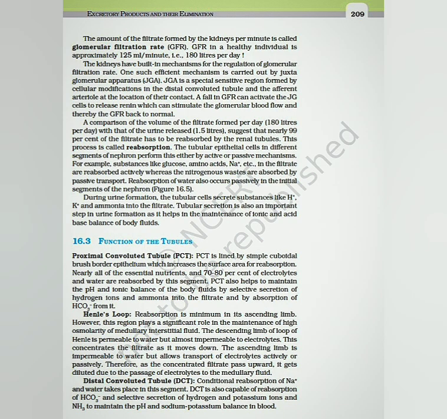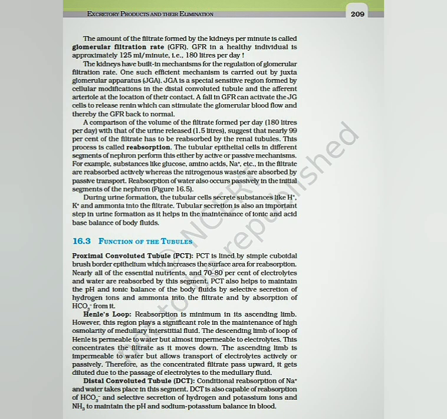During urine formation, the tubular cells secrete substances like hydrogen, potassium, and ammonium into the filtrate. Tubular secretion is also an important step in urine formation as it helps in the maintenance of the ionic and acid-base balance of body fluids. Function of the tubules.